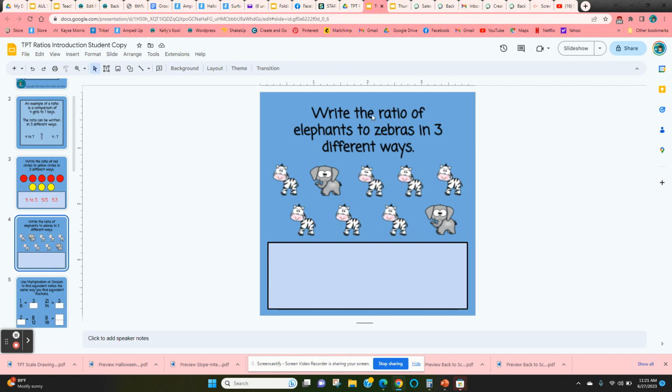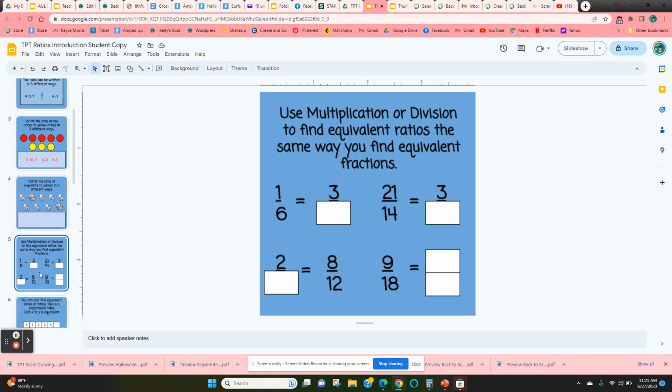Now they're going to do the same thing, but this time the ratio of elephants to zebras, writing it in 3 different ways. Then they're going to find equivalent ratios, which work exactly like equivalent fractions. So here, if you multiply by 3, you're going to get 18. So they just type in 18. Here, you divide by 7, and you're going to type in 2.